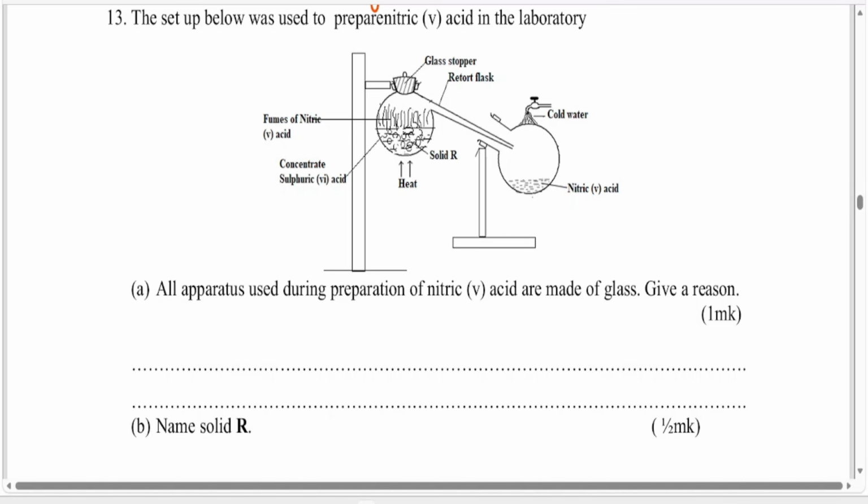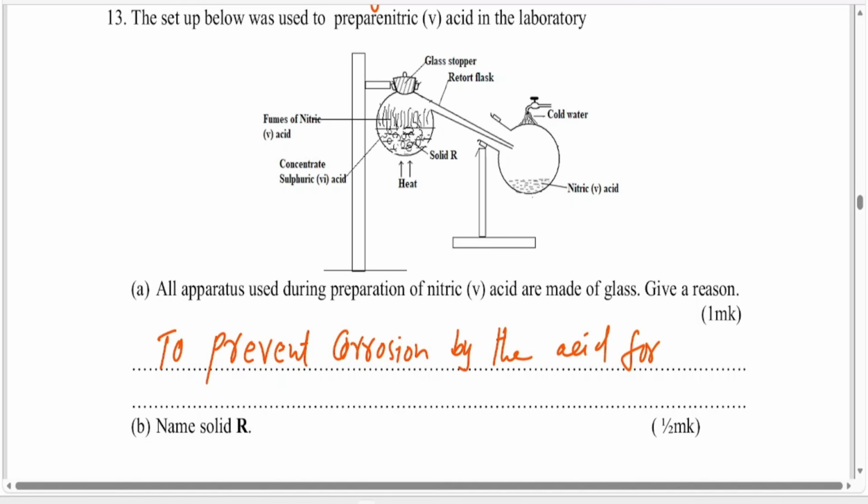Give a reason. So the reason as to why these apparatus are made of glass is because glass does not corrode. So it is to prevent corrosion by the acid formed. So we say to prevent corrosion by the acid formed.